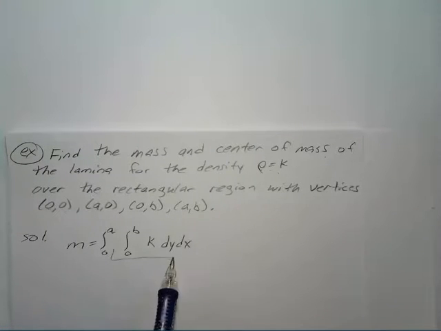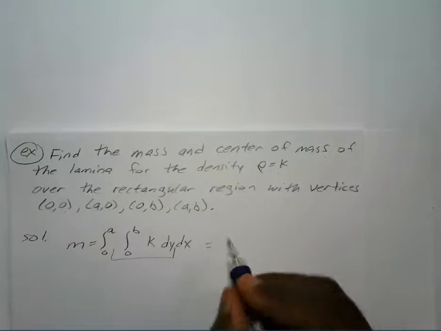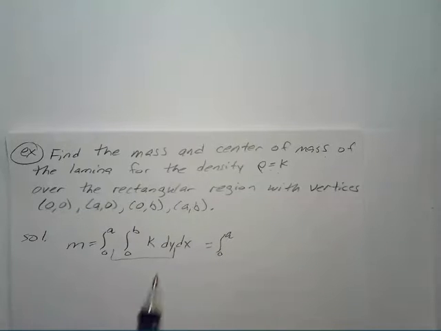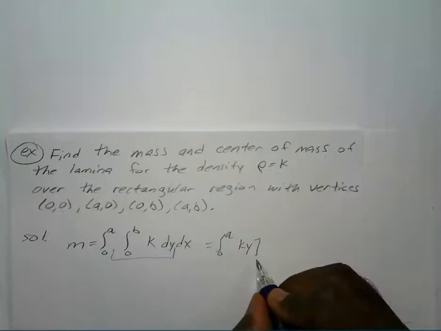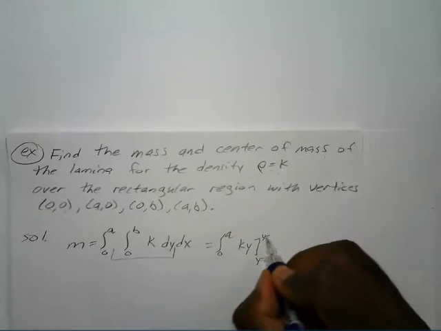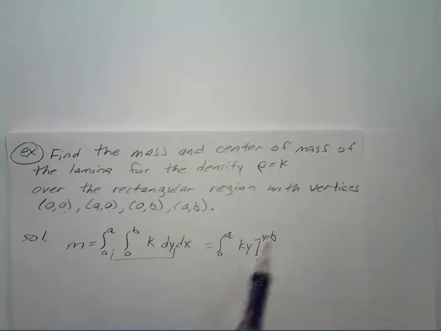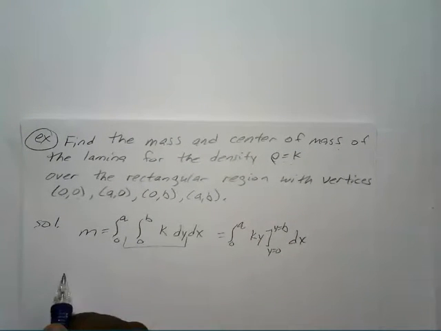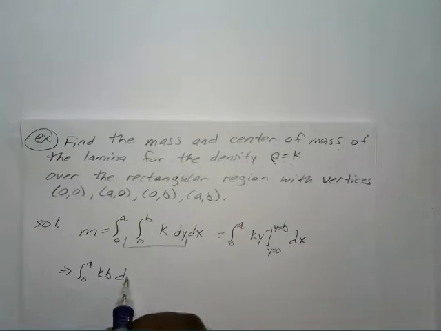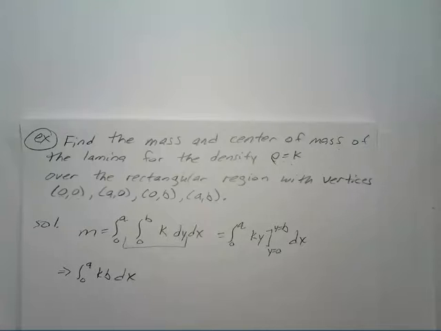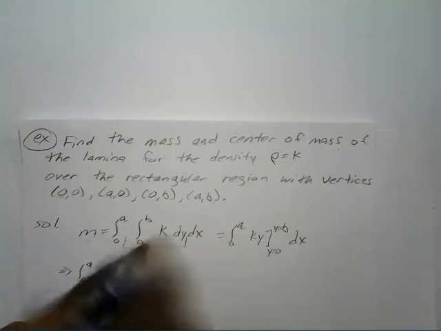Okay. So again, starting at the center, that's going to equal the integral from 0 to a. With respect to y, that's just a constant times y, which would just be ky, from y equals 0 to y equals b. Plug in b, you get k times b. You plug in 0, you get 0. So that actually will give us the integral from 0 to a of kb with respect to x.